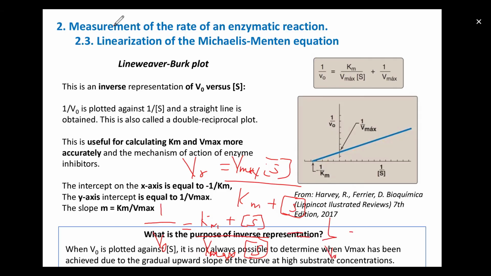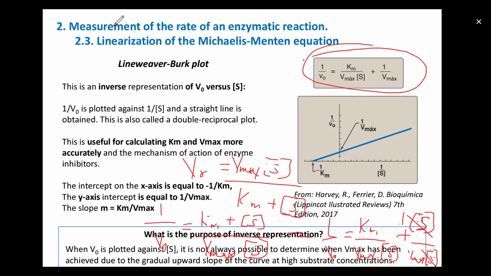When you rearrange everything here, it gives us 1 over V naught is equal to Km over V max times 1 over substrate concentration, plus substrate concentration all over V max times substrate concentration. This substrate concentration will now cancel, so it is left with 1 over V max. And that is how we transform the Michaelis-Menten equation to the Lineweaver-Burk plot.